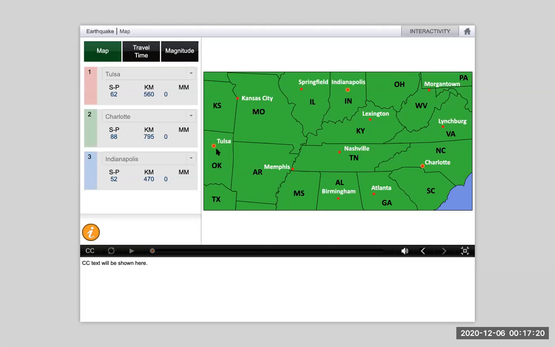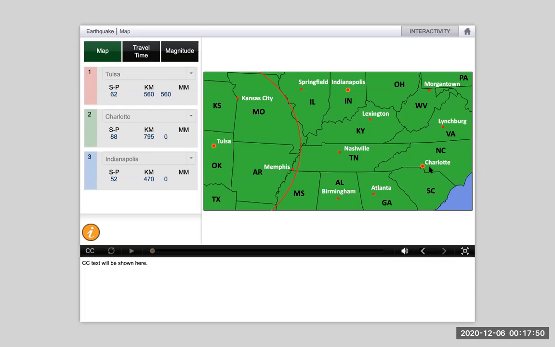To find the epicenter, we need to plot a distance from the seismograph, but we are going to consider all possible directions, because at this point we don't know from which direction the earthquake came. We only know how far away the epicenter was. So it is 560 kilometers away from that seismograph, and I've stretched it out to 560.